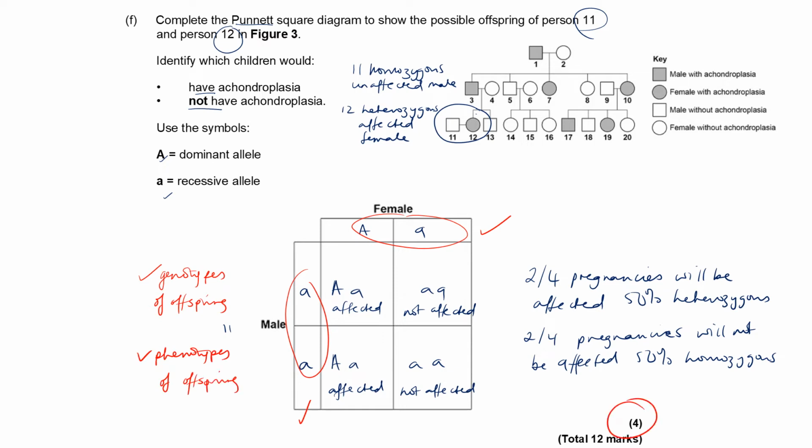I know that I need to know the genotypes of the parents, the genotypes of the possible offspring, the phenotypes of the possible offspring, and therefore the percentages of the different phenotypes. That's normally what you see in a genetics question. And you can see I've got the 4 marks.